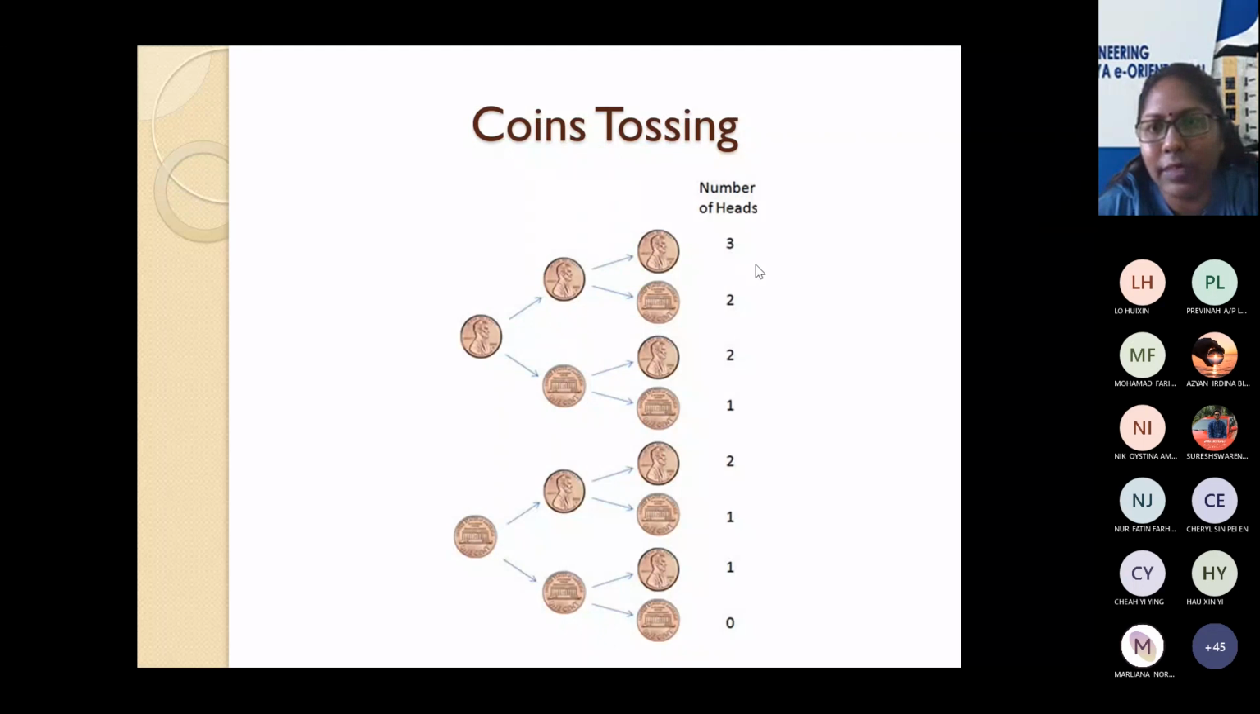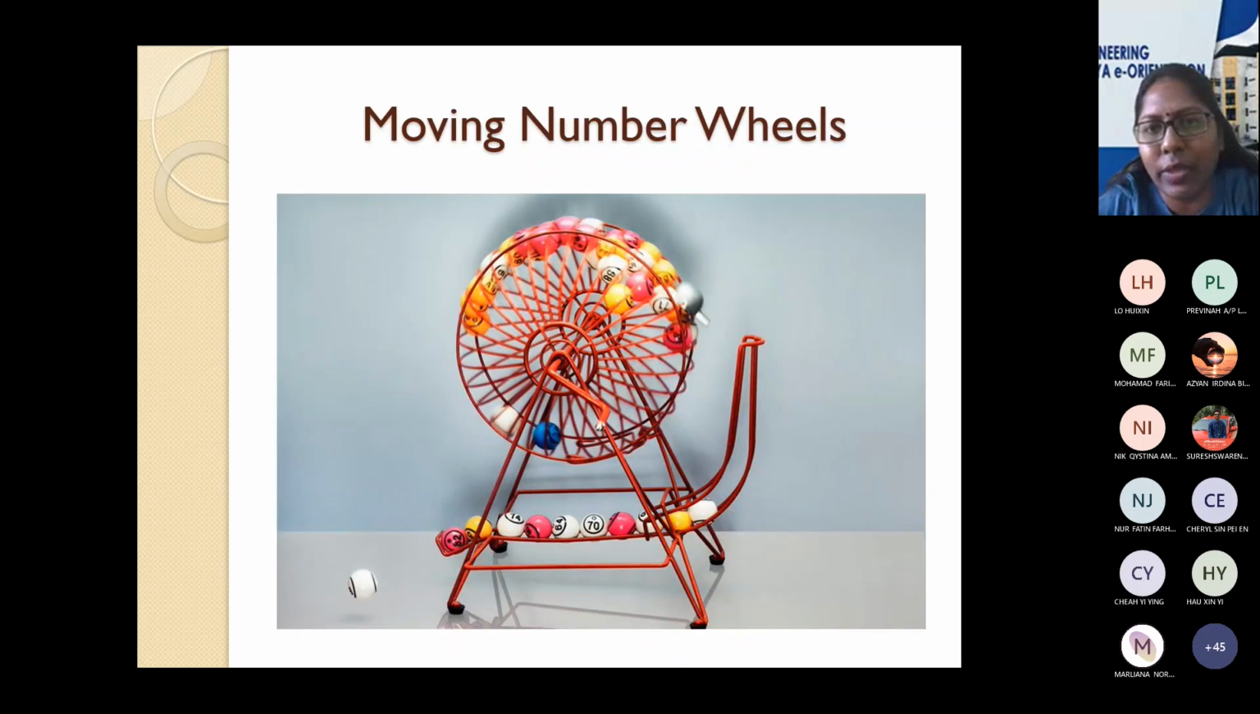Coin tossing method: it is head or tail. So we can use the head or tail method to select which samples we want to use. And then moving number wheels. This wheel moves and drops the numbers, so you can pick the numbers. These are your samples. You didn't decide what numbers you want. It's chosen for you.